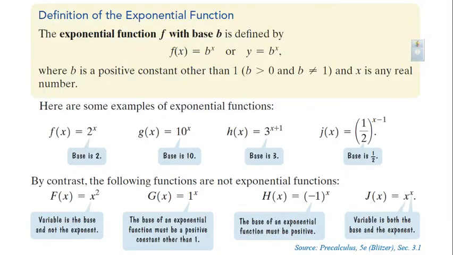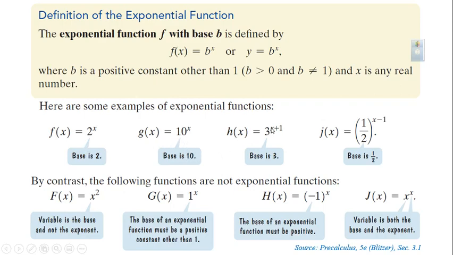So here's the formal definition. An exponential function f, this is the basic exponential function. An exponential function f with base b is defined as f of x equal to b to the x, or you could say y equals b to the x, where b is a positive constant other than 1. Here are some examples. f of x equal to 2 to the x. g of x equal to 10 to the x. In the first case, 2 to the x, the base is 2. 10 to the x, the base is 10.